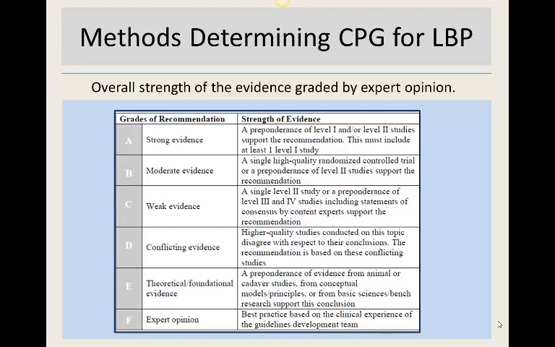may have higher quality studies, but some of these studies may disagree with each other on their conclusions. So then with conflicting evidence, they would be given a D grade. E, theoretical foundational evidence. This is going to be evidence from lower studies such as animal cadaver studies or based on models, basic science. And expert opinion, F, recommendation would be based on clinical experience or guidelines from development teams.